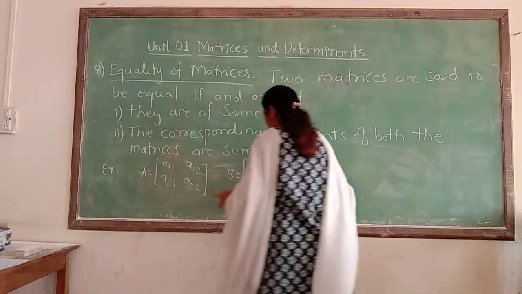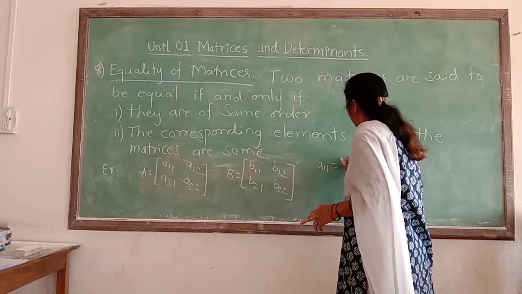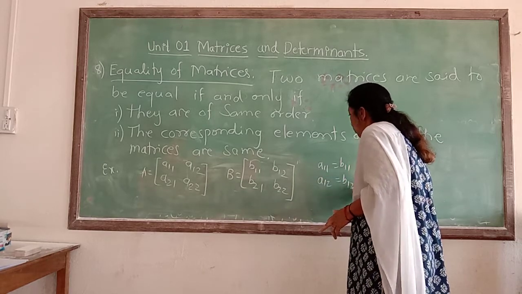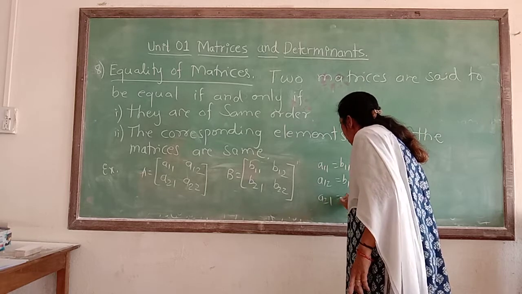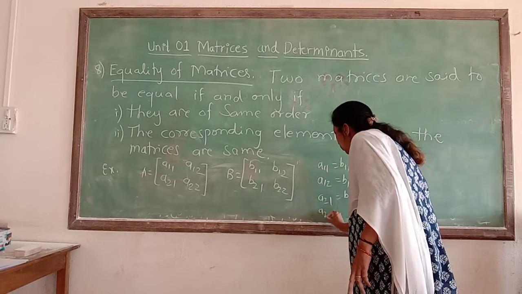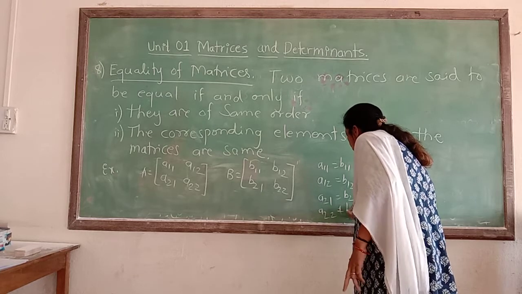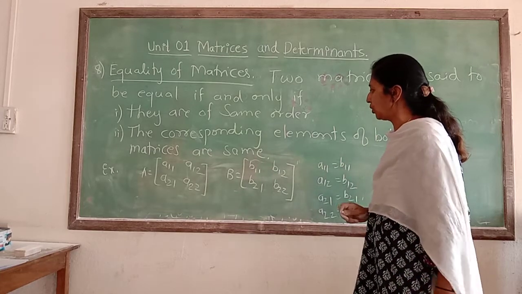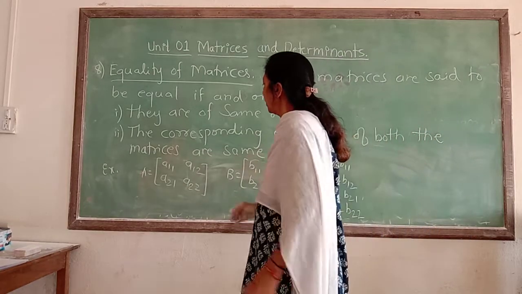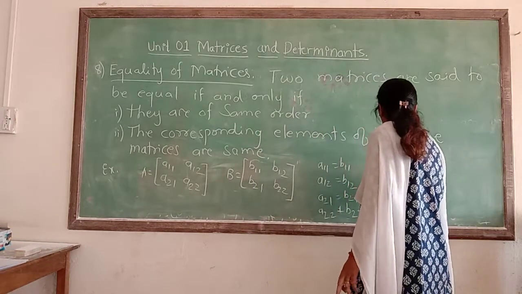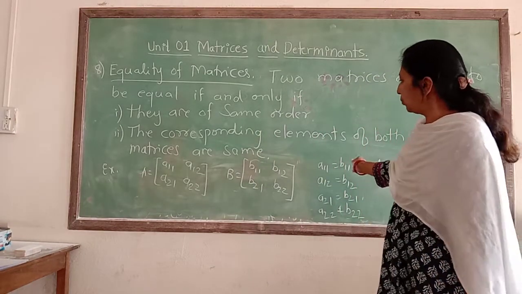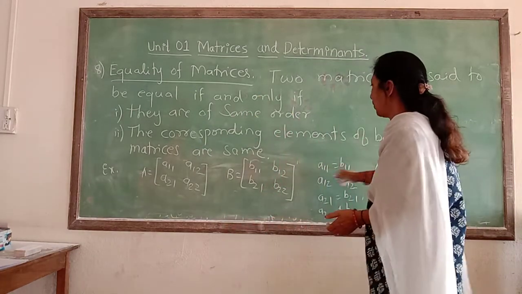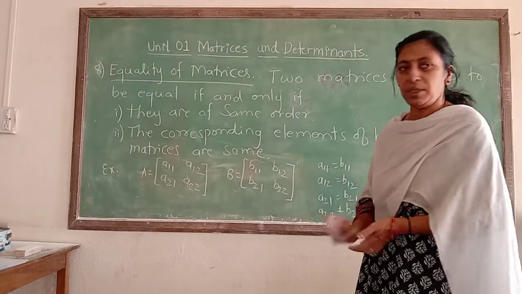With the help of this, we can easily write A11 should be equal to B11. Similarly, A12 should be equal to B12, A21 should be equal to B21, and A22 should be equal to B22. Corresponding elements should be equal in this manner. Then we say that matrix A is equal to matrix B. Two things should be satisfied: they should be of the same order, and the corresponding elements of both matrices should be the same.